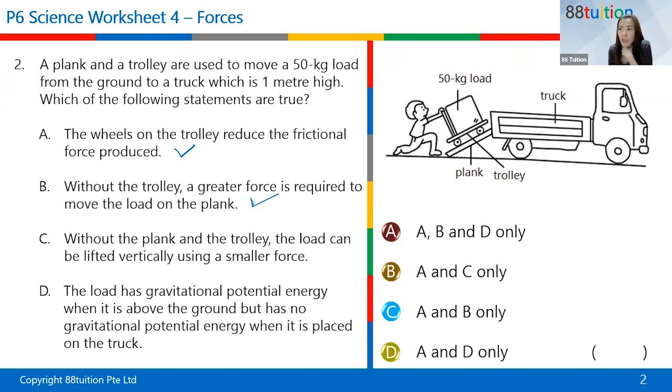See, without the plank and the trolley, the load can be lifted vertically using a smaller force. Can it? No. The load has gravitational potential energy when it is above ground, but has no gravitational potential energy when it is placed on the truck. So, what is your answer here?